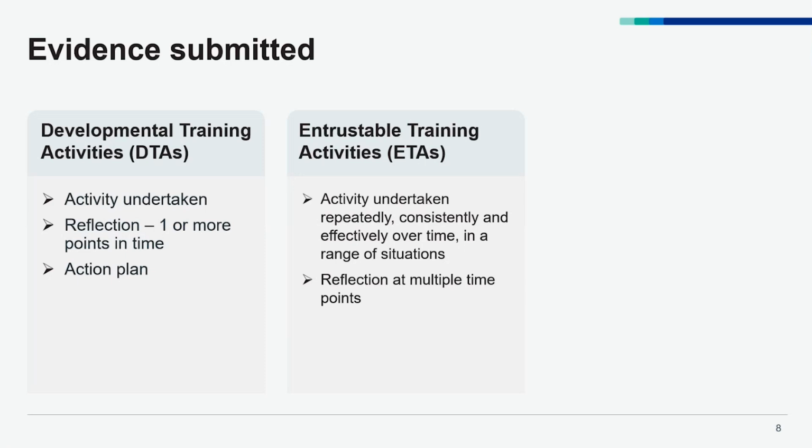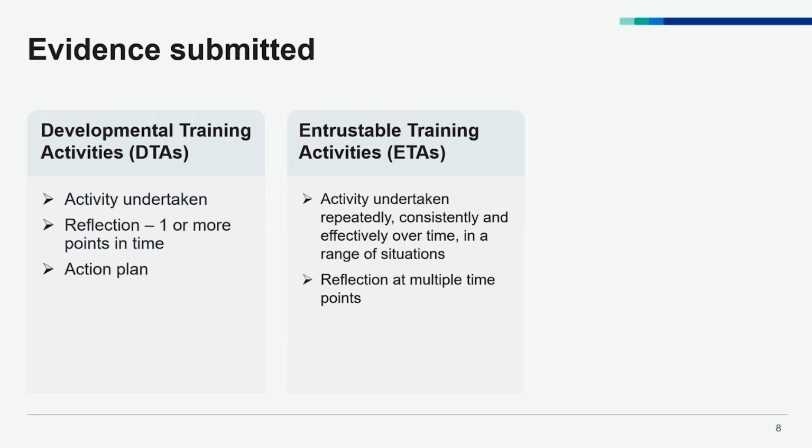Okay. And then what has to be in place is an action plan, because obviously these training activities are developmental. It's about them being able to identify what learning they need to implement, or what skills they need to address, or knowledge gaps they've identified as a result of that activity, so that if they encounter that situation again, or a similar situation in the future, they know what they need to do in order to improve and be prepared for that.